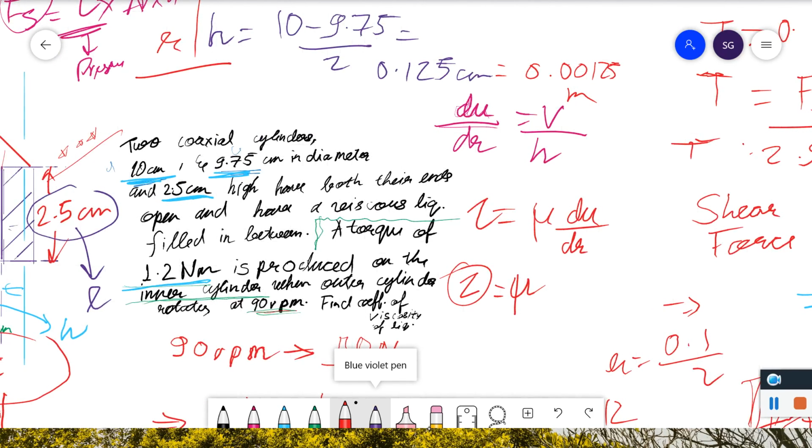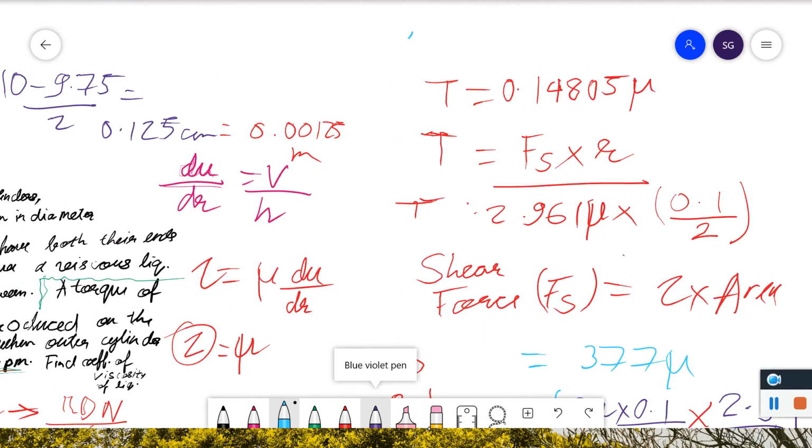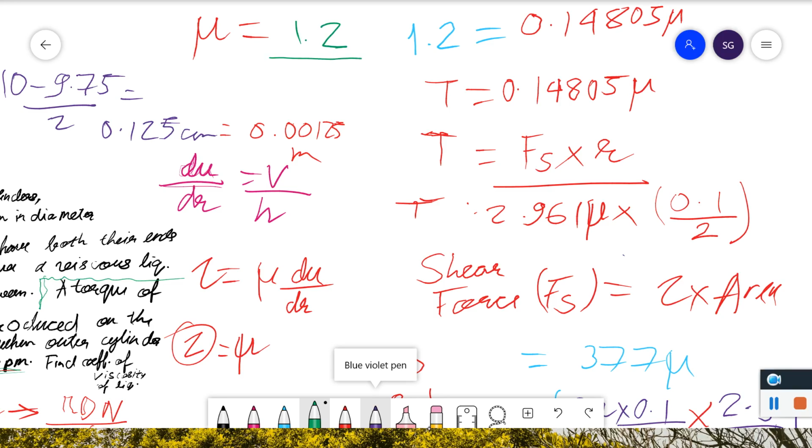And see, torque we know. You know this torque, isn't it? So we don't have to do anything. We have to just equate 1.2 is equal to 0.14805 mu, and you will get mu in SI quantity. That is, mu is equal to, this is the final answer, 1.2 divided by 0.14805, and after calculating it would be, let me calculate, you can check it out.